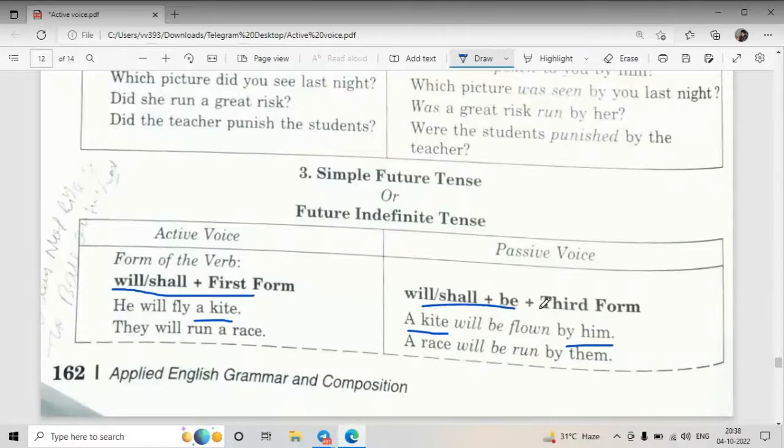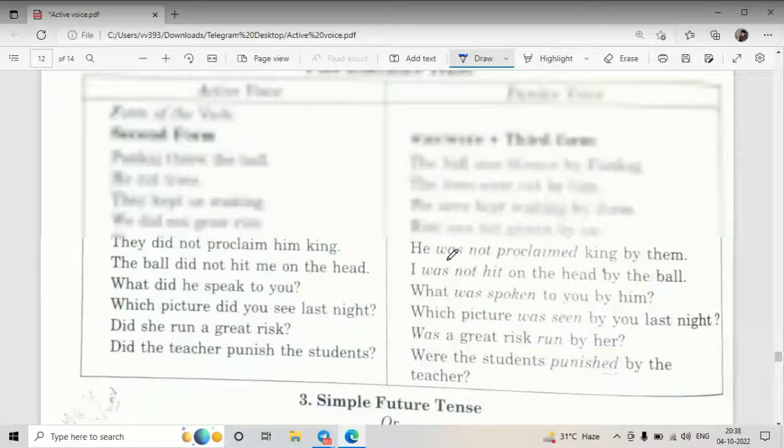The next example is they will run a race, and the passive voice will be a race will be run by them. The third form of run is the same: run, ran, run. So the third form of run is run. So a race will be run by them.